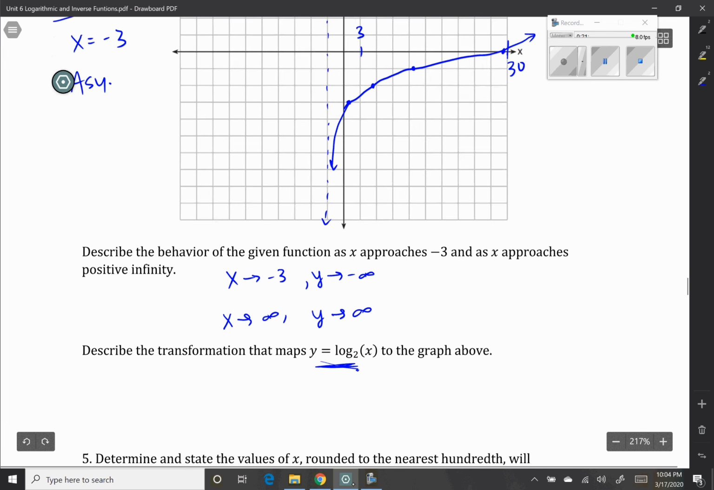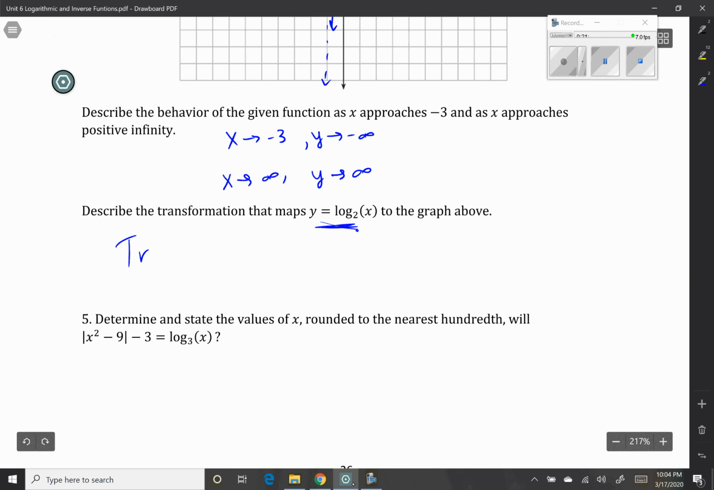So we can say, right, is we are going to translate. Let's use good math vocabulary. So it's going to translate left 3, down 5.